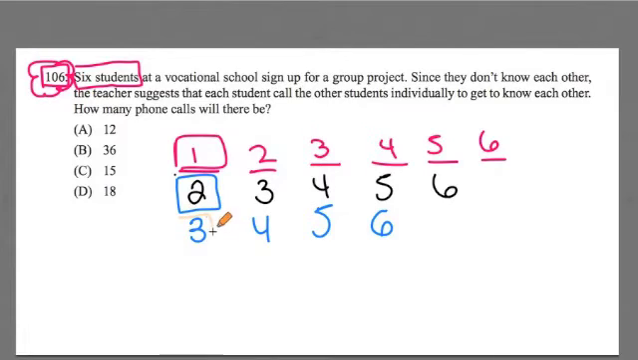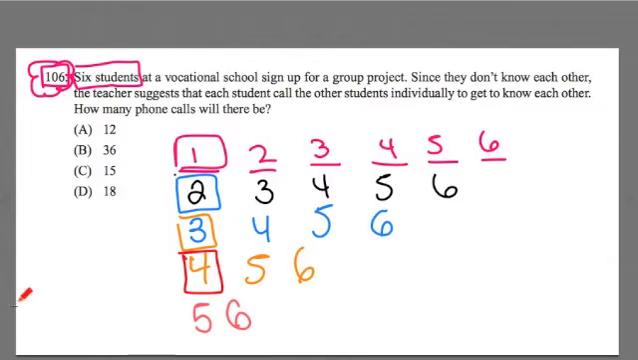So person number 3, they've already talked to person 1 and 2. They just need to talk to person 4, 5, and 6. And then I keep on going with this pattern of trying to identify who still needs to be called. Well, person 4 needs to call person 5 and 6. And lastly, good old person number 5 just needs to call person number 6 and we're done.